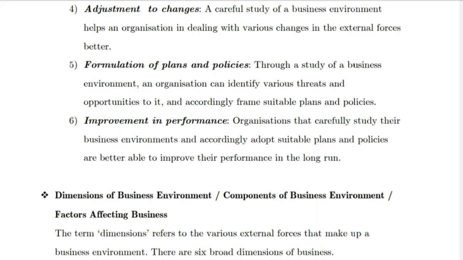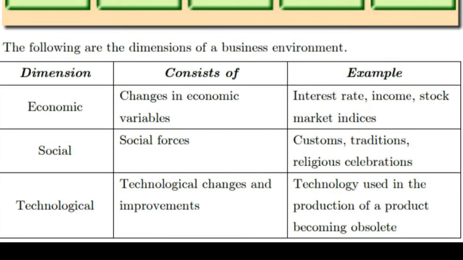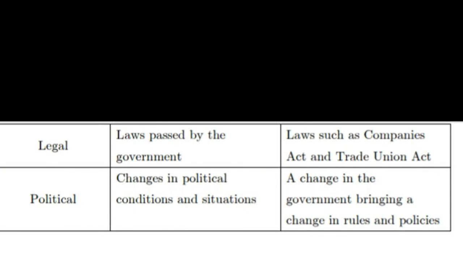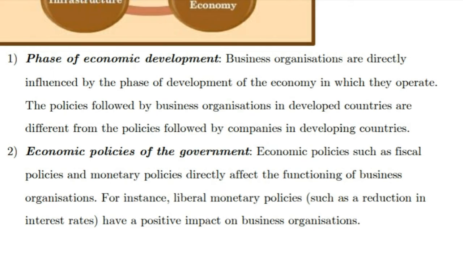Dimensions of business environment. Components of business environment, factors affecting business. The term dimensions refers to the various external forces that make up a business environment. There are 6 broad dimensions of business. The following are the dimensions of a business environment. Macroeconomic factors that affect the functioning of business. 1. Phase of economic development. Business organizations are directly influenced by the phase of development of the economy in which they operate.